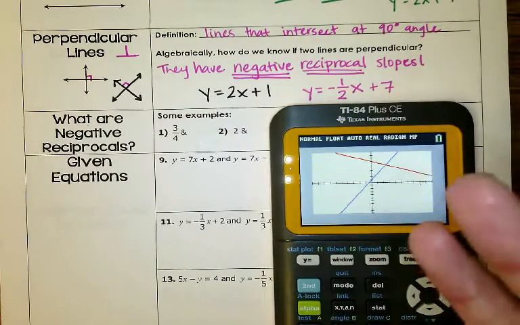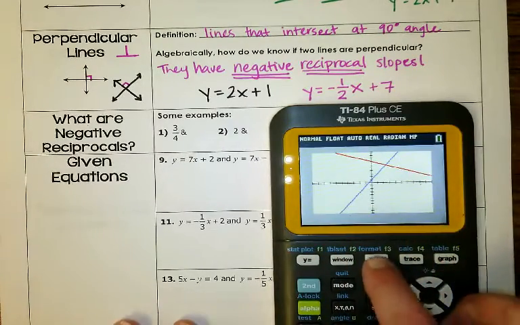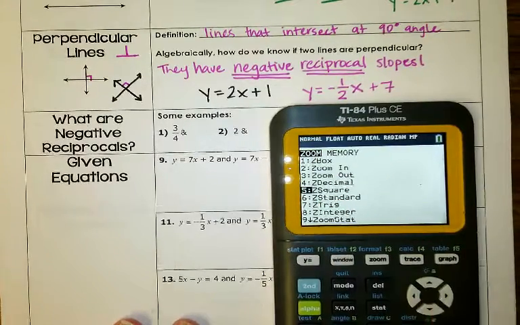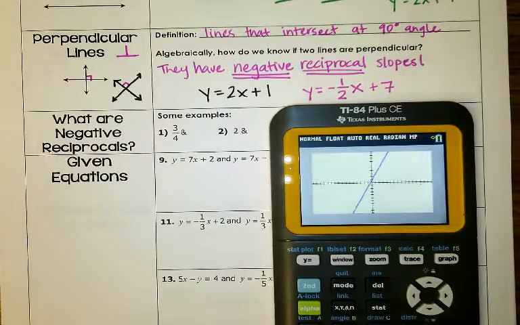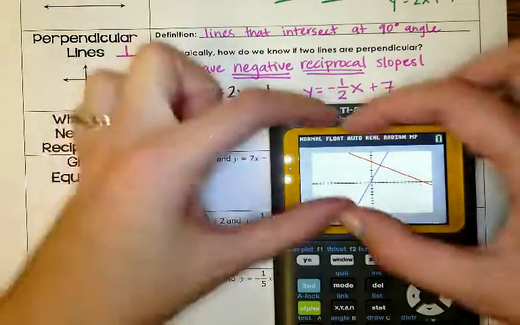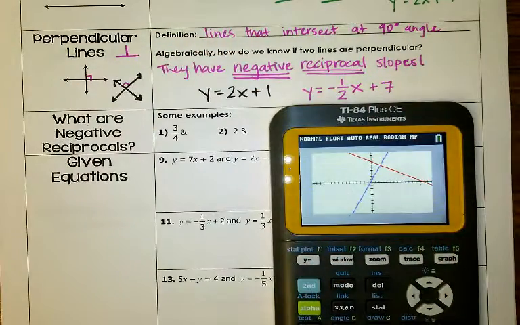Does that make sense? So if you go zoom square, which is 5, so I'm going to scroll down to 5 here, then it actually makes the axes even. Now, do those two lines look actually perpendicular to one another? Yes. So you have to be careful when graphing these on the calculator. If you're going to graph with the standard zoom, because it's a rectangle screen, it always stretches it horizontally. Does that make sense, y'all?